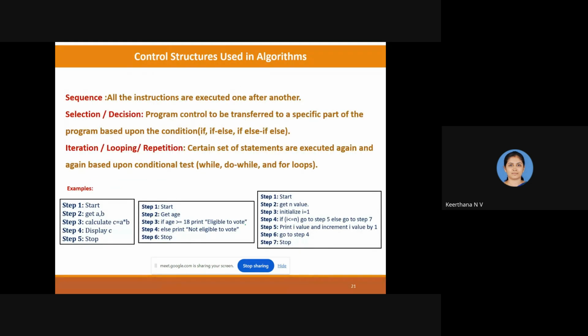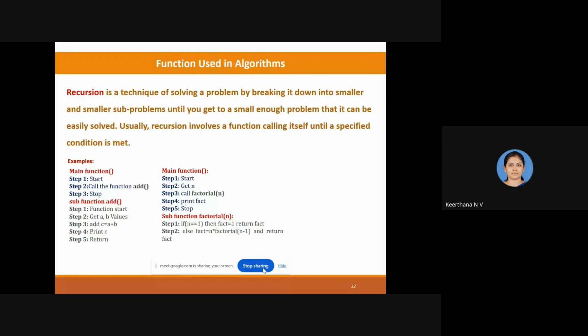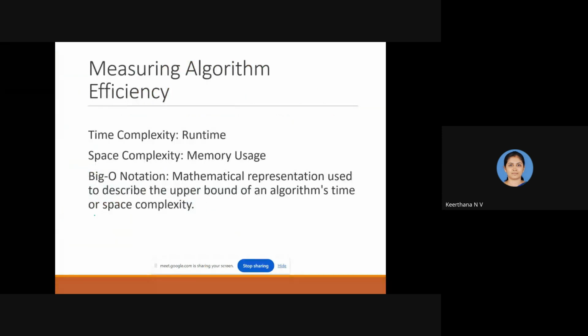So these are the control structures. This is for sequence, this is for decision making or selection, and this is for looping. And this is your function. See here, I have divided the main function, and this is your add, that is function add. This is your main algorithm, and this will be your function, that is the module algorithm.